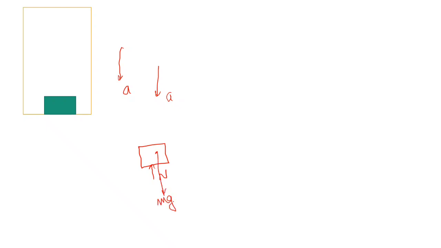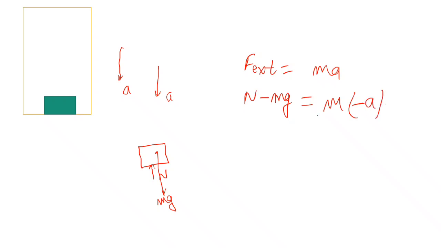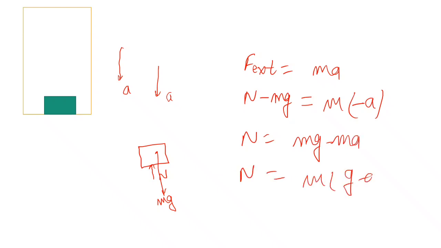Here we see one normal force, and mg is always in the downward direction, as g is in the downward direction. Now apply Newton's law of motion. F external equals ma. Here N is positive and mg is negative, and m times a is in the downward direction, so a is negative. So now N equals mg minus ma. Taking m as common, N equals m times (g minus a).